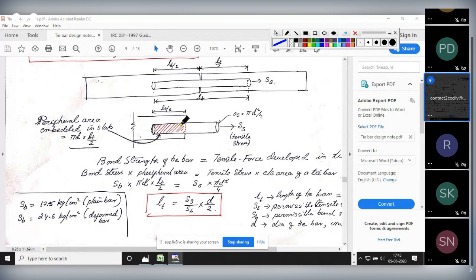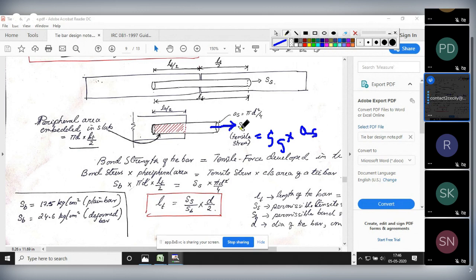Now see here, tensile force, where it will act, it will act away from the center. It will act outwards. Suppose that tensile stress is SS. They are saying that the tensile force generated due to this tensile stress. Now what is tensile force? SS into AS, we can say that SS into this area. So tensile force is equal to how much? SS into AS, right?